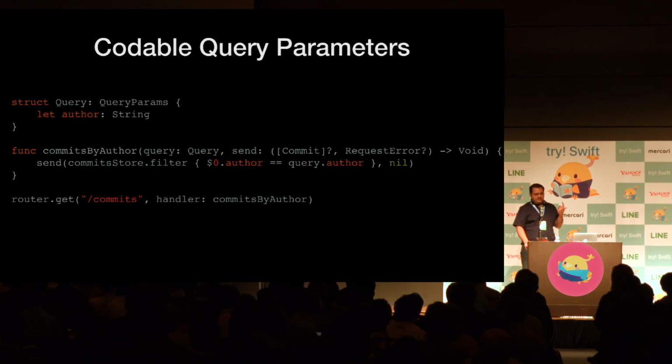All that you need to do is have a struct Query which conforms to QueryParams. There may be multiple query parameters, so you should make sure that all of them are listed in that struct. If there is an optional, you just make it an optional. It's as simple as that. And then the handler actually takes a Query instance, and it allows you to filter based on the values stored in that Query instance. So the Query instance is built based on the request which you receive.